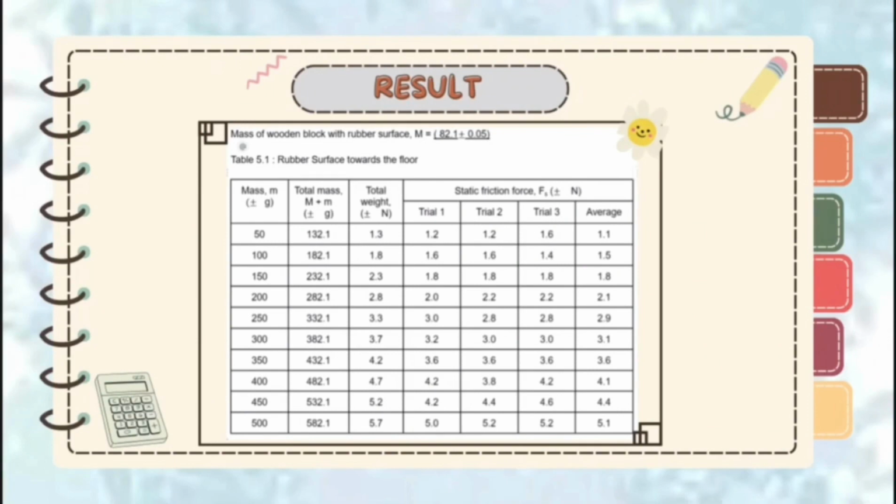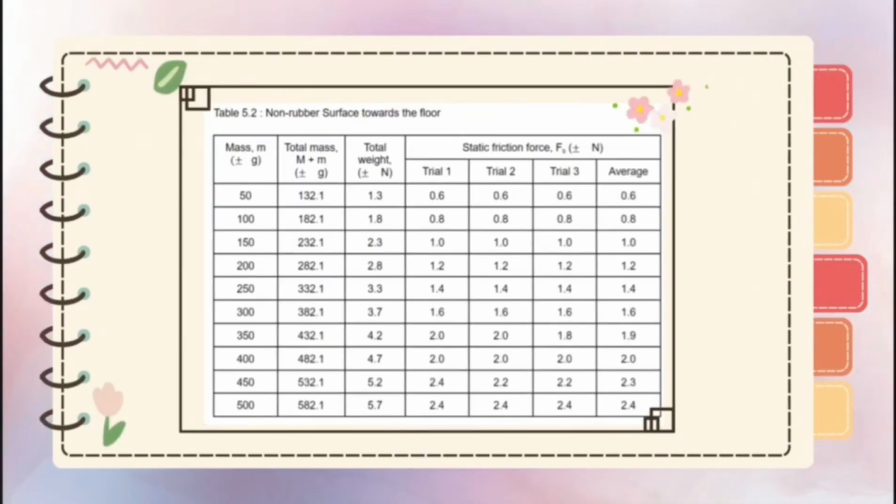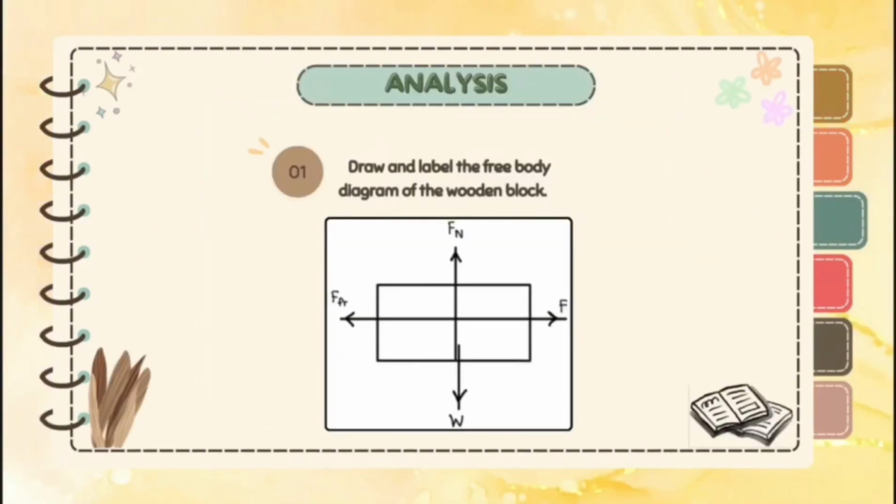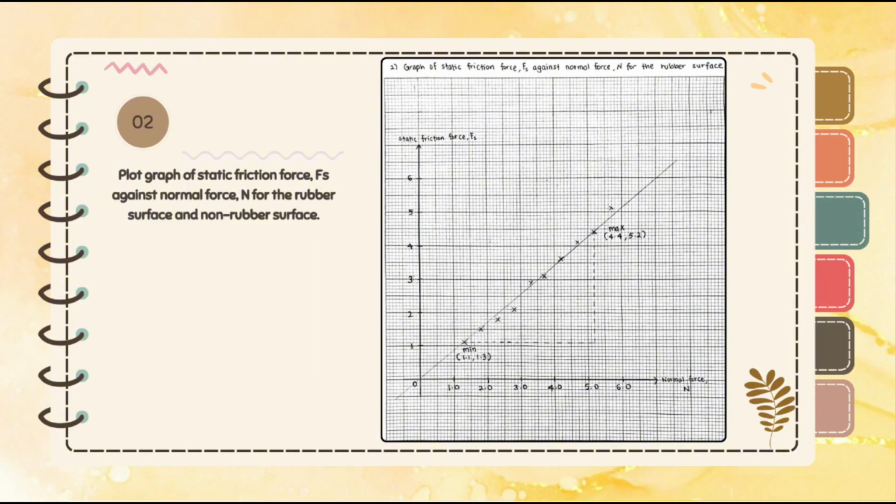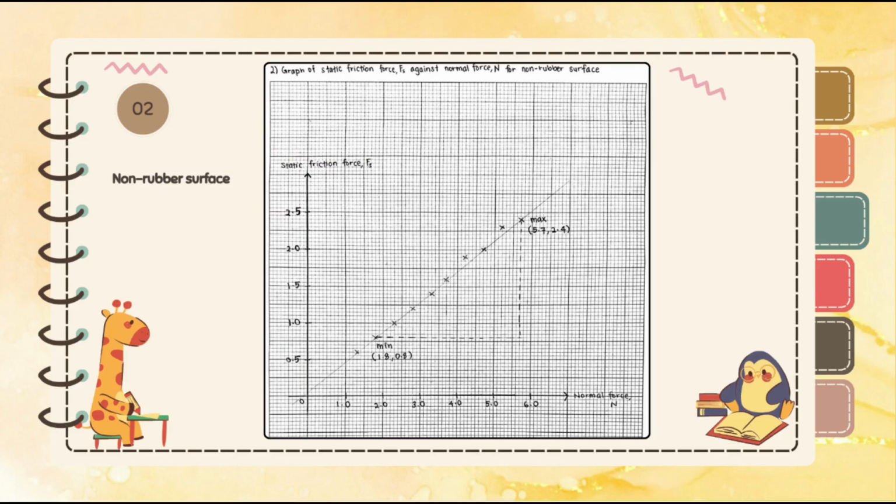Here are the results for the rubber surface towards the floor, and this is for the non-rubber surface towards the floor. Here is the analysis of this experiment. First, draw and label the free body diagram of the wooden block. Second is to plot a graph of static friction force against normal force. You have to plot two graphs, which are the rubber surface and non-rubber surface.